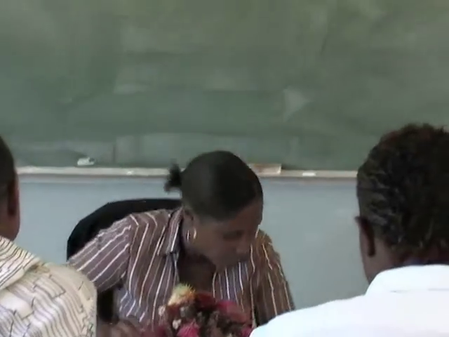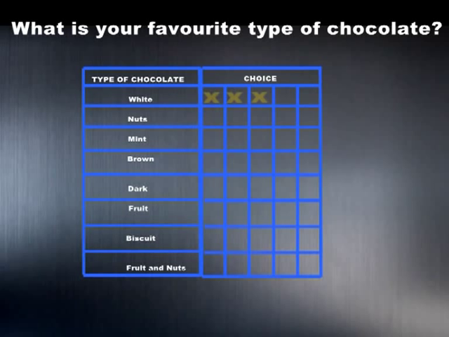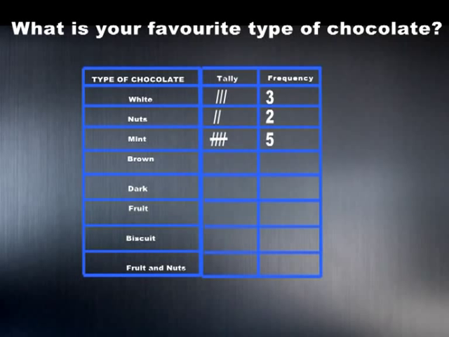Let me show you. Say 3 people like white chocolate, 2 like chocolate with nuts, and 5 like mint chocolate. Now we are going to transfer the data to a frequency table and show the information using tally marks. Tally marks are just an easy way of counting a lot of data by drawing bundles of 5. You draw 4 vertical sticks and the 5th stick is drawn horizontally. This is a bundle of five.